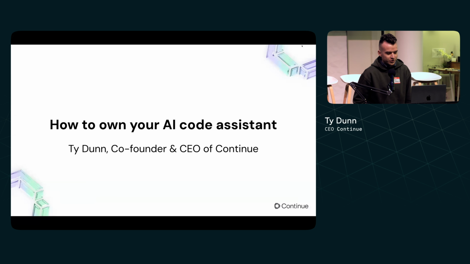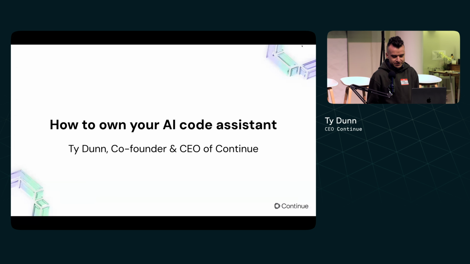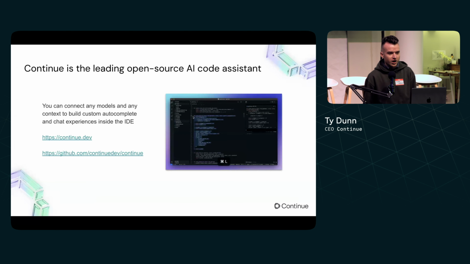I'm going to be talking about how you can own your own AI code assistant. To kick things off, if you're not familiar with Continue, it's an open source AI code assistant. You can go to github.com right now, go to continuedev/continue and see all of the source code for an AI code assistant, and then jump into VS Code or JetBrains and begin using it. And you can hook it up to whatever models you want.